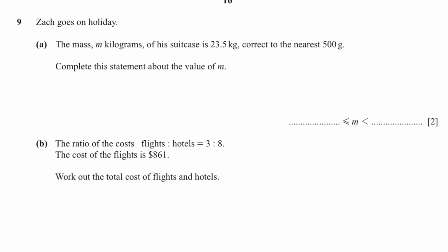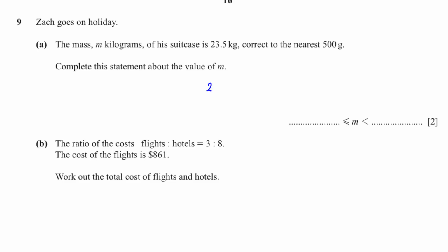The next question. Zach goes on holiday. The mass m kilograms of his suitcase is 23.5 kilograms, correct to the nearest 500 grams. Complete the statement about the value of m. So he is rounding it to 500 grams.